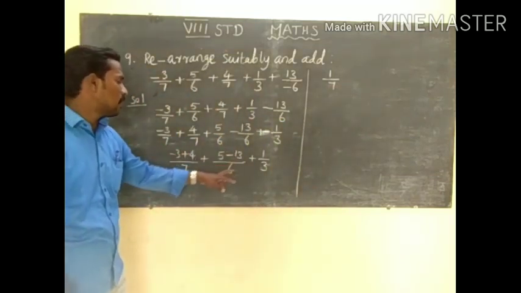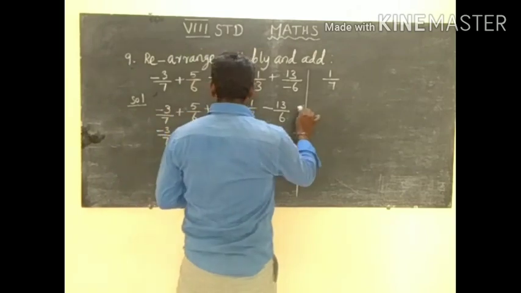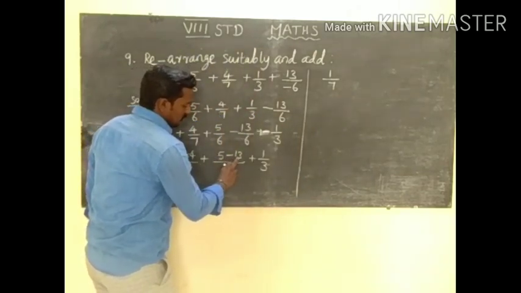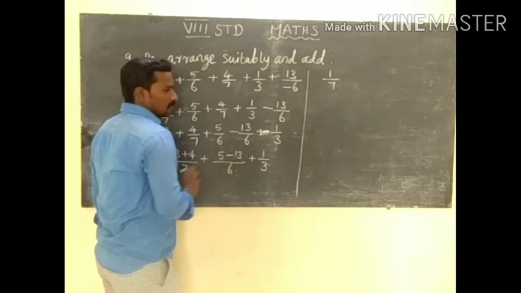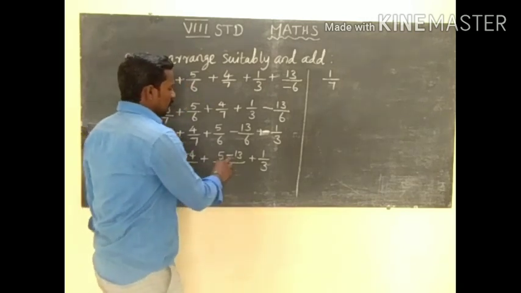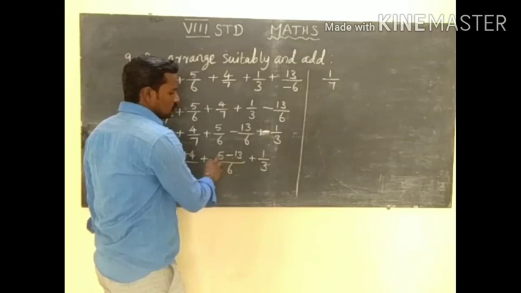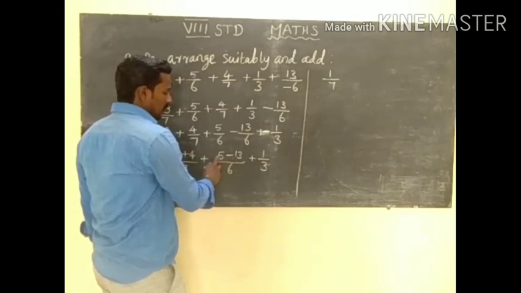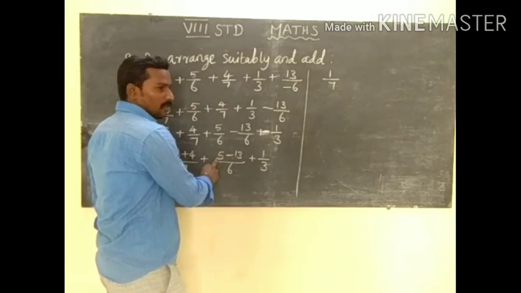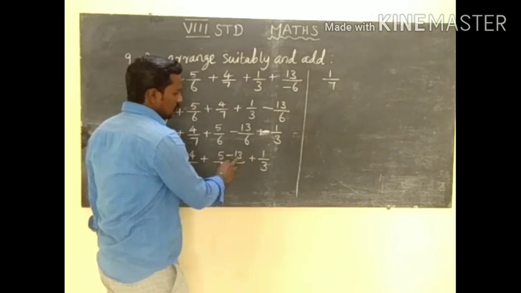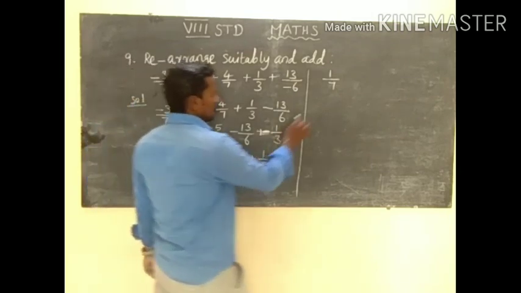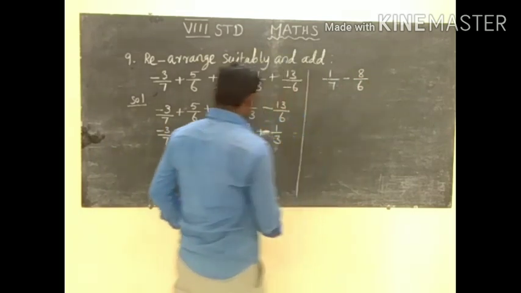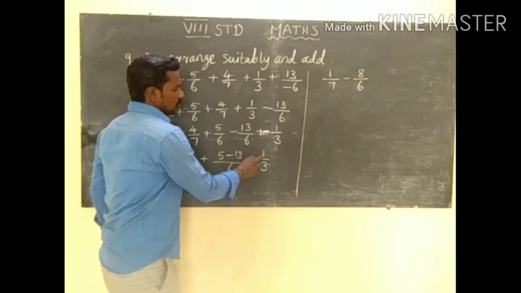Next consider the second one. The denominator is 6, with plus 5 and minus 13. Different signs mean subtraction, subtracting the smaller number from the greater number. 13 is greater, so 13 minus 5 is 8. Because the greater number's sign is minus, we get minus 8 divided by 6. Next, plus 1 by 3.